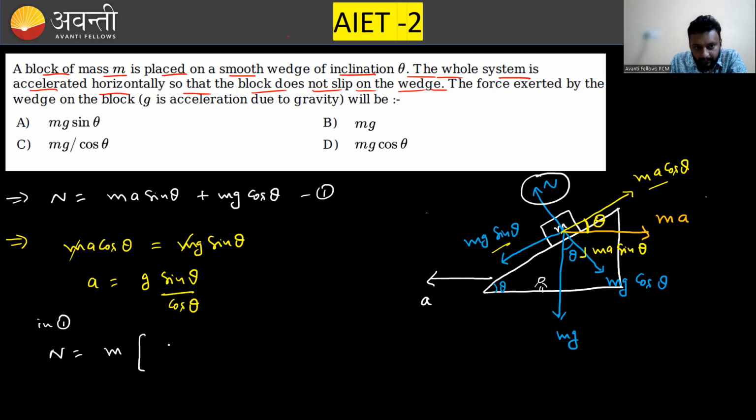What is the value of A? A is g sin theta over cos theta. So it will become sin square theta plus cos square theta times g cos theta. Is it clear to everyone? I have placed the value of A, nothing else. Now, if I solve it further, m is already there.